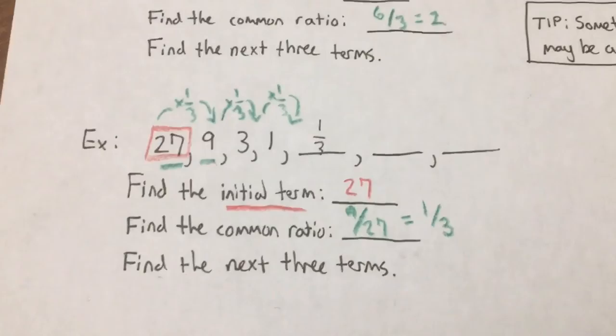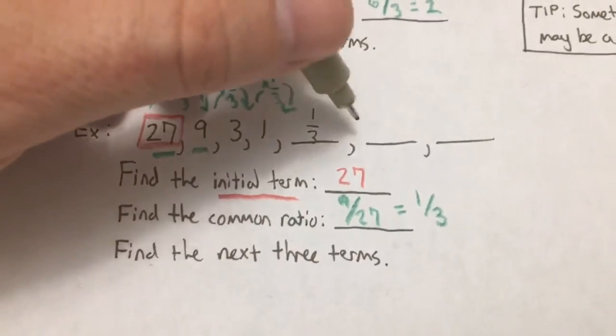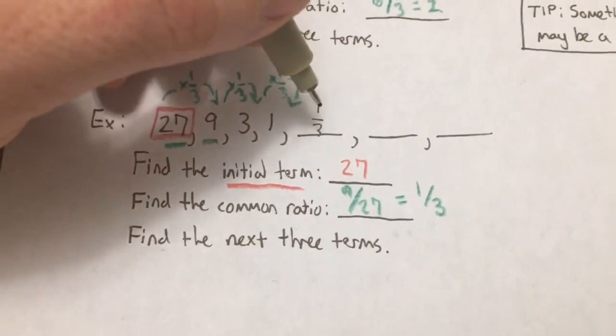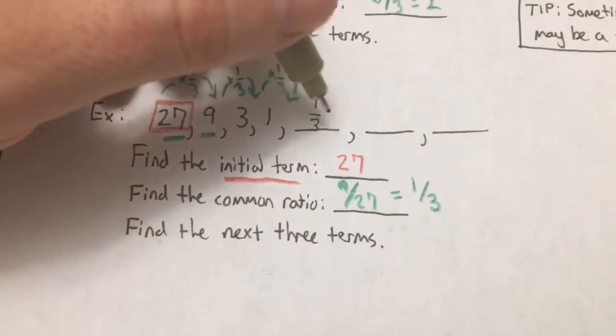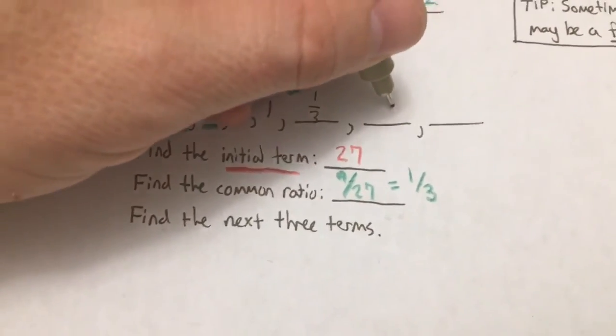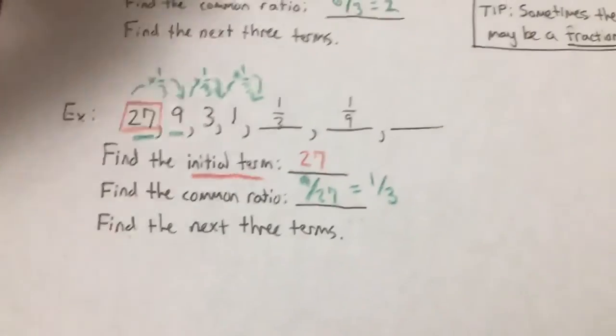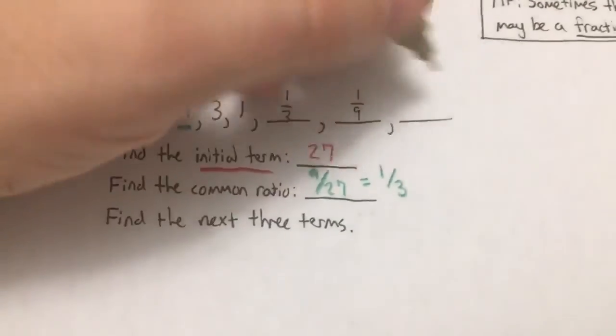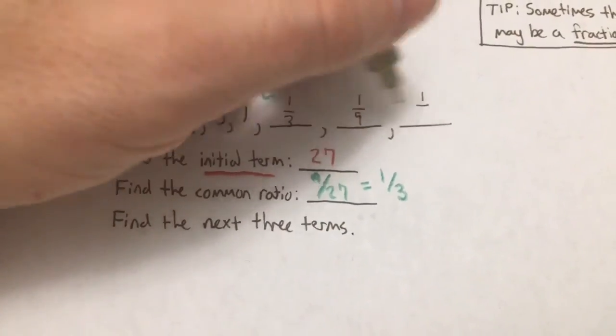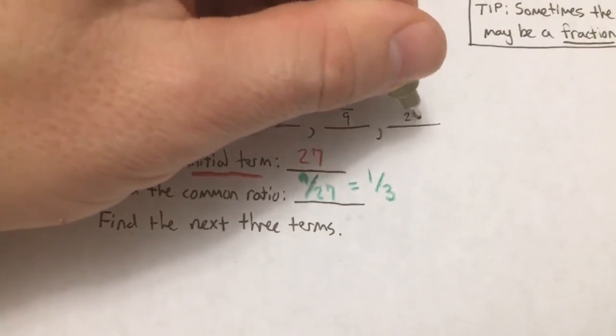And then 1/3 times 1/3, well, remember if you're multiplying fractions, you multiply straight across on the top and on the bottom. So 1/3 times 1/3 would give us 1/9. And then 1/9 times 1/3, well, 1 times 1 would give us 1, and 9 times 3 would give us 27.